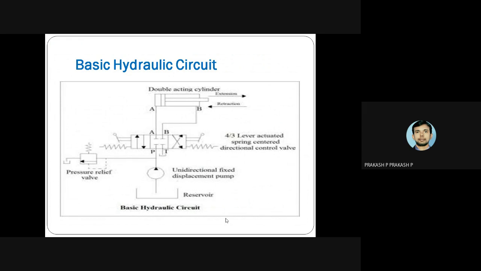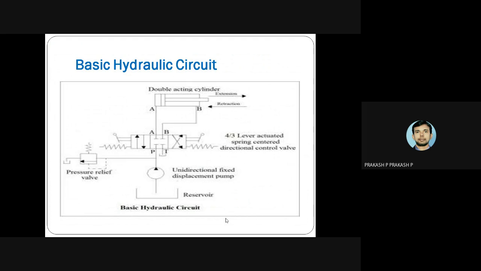When we activate the lever on the left hand side, you can see how the cylinder extension takes place. The fluid flows from the reservoir with the help of the pump, which is directly connected to the direction control valve. The oil flows from port P to port A, and the cylinder starts extending from A to A. Whatever oil is at the rod end of the cylinder goes from B to B and is stored in the tank. This happens when we activate the lever on the left hand side.